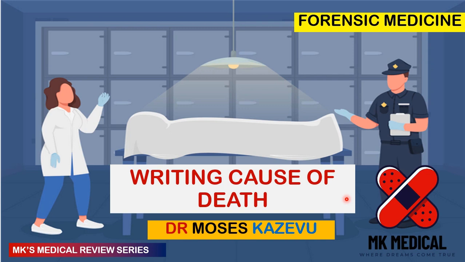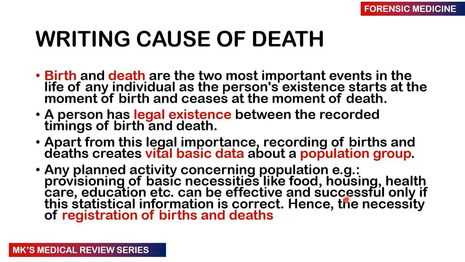So, remember that there are two significant events that happen in a person's life. We have the birth of a person, where they're going to receive a birth certificate, and there is the death of an individual, where they're going to receive a death certificate. In between these two important events, the individual has existence, and this starts from the moment they are born to the moment they die. So in between we have what is known as legal existence.